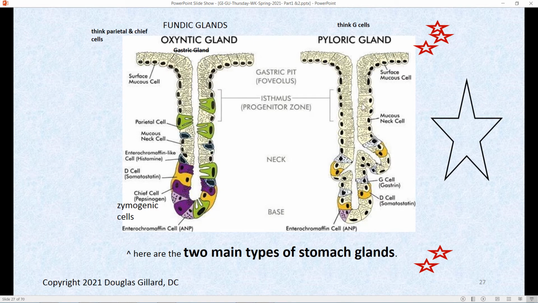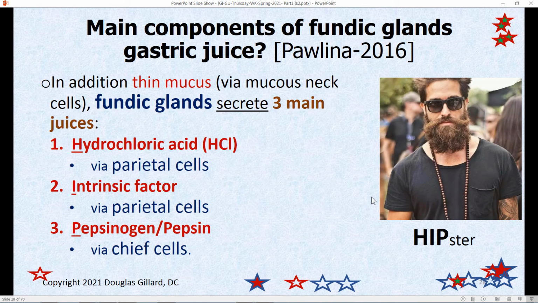Pyloric glands, really the only star of the show beside the mucous cells. Let's not forget these are all mucous cells here secreting mucus. All these guys. The only real star of the show here is G cells. And they don't secrete anything into the lumen of the stomach, right? G cells are endocrine. They secrete it into the bloodstream. You know that though, right?